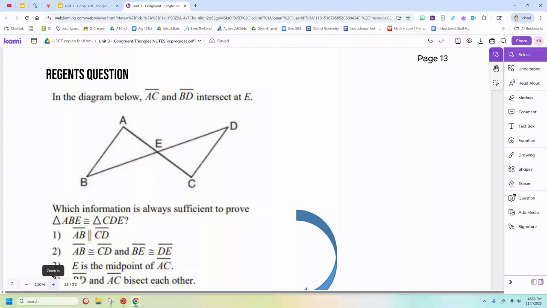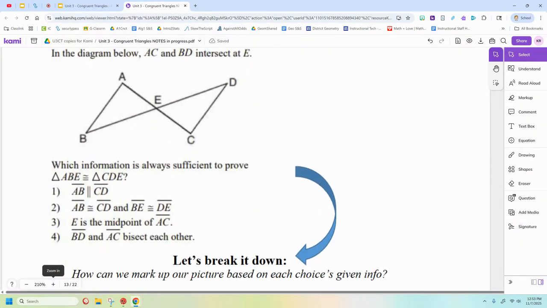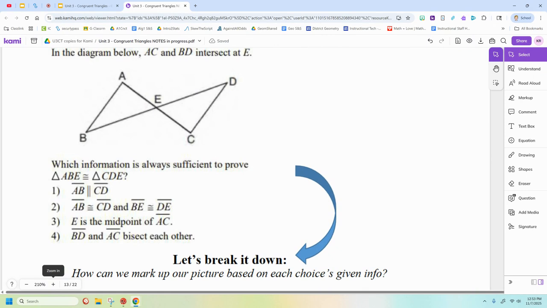Up at the top, it says, in the diagram below, AC and BD intersect at E. I'm going to stop right there. All we know so far is that they intersect. Lines might look equal, but have we been told they're equal yet? No. Lines might look parallel. Have we been told they're parallel yet? No.